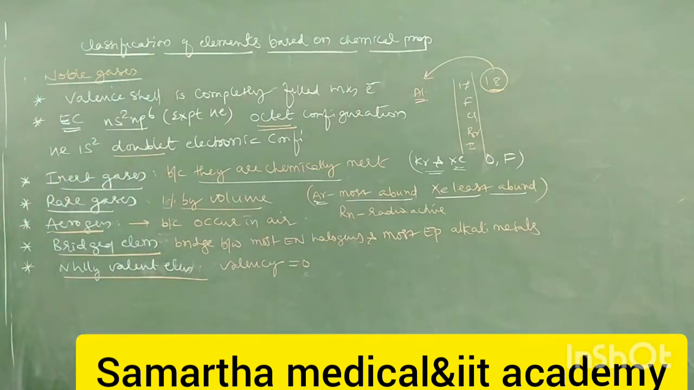Okay. Next is the general electronic configuration, ns2 np6. It is about noble gases.